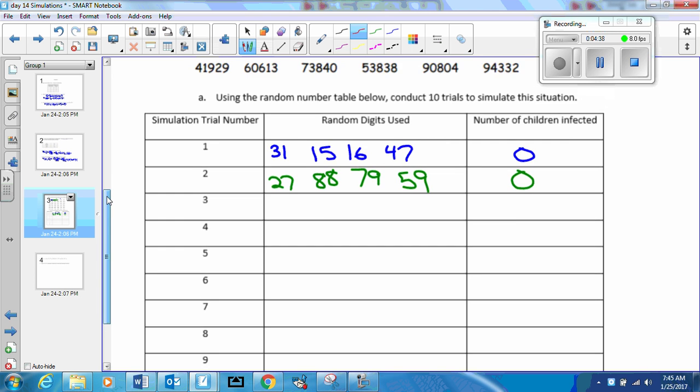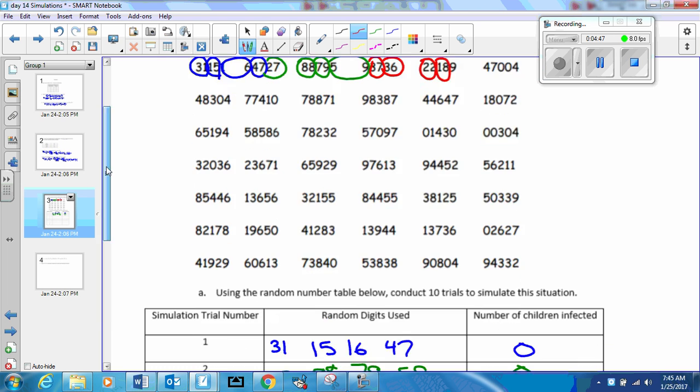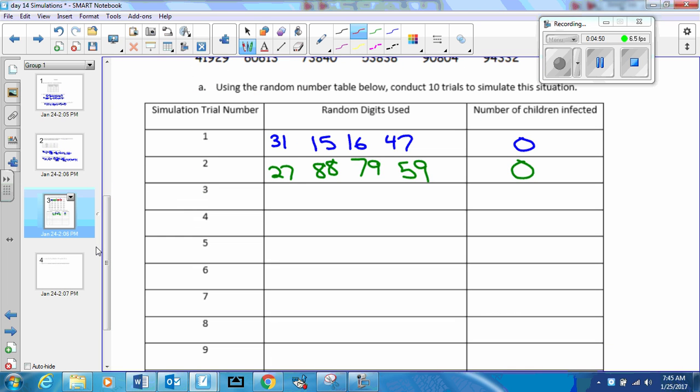Our next simulation, continuing on, would be the digits 37, 36, 22, and 18. Recording those down: 37, 36, 22, and 18. None of those are 14 and lower, so again, none of the children are infected.